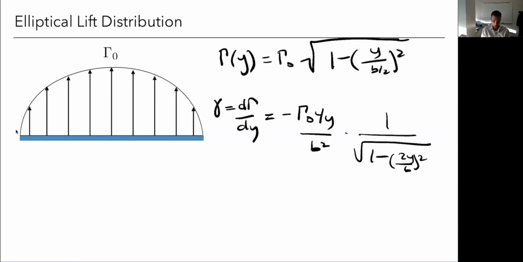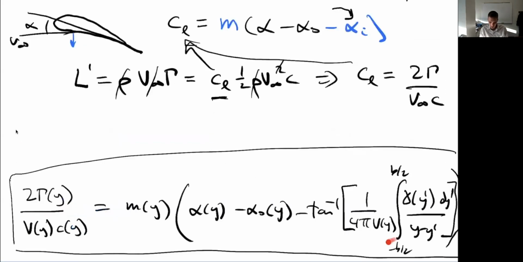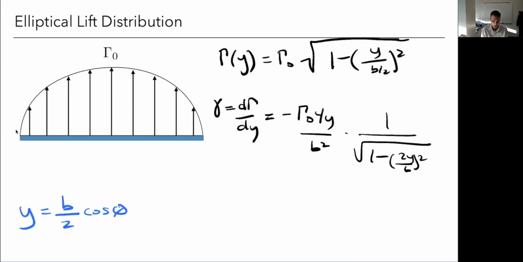We're going to do the exact same trick that we did in thin airfoil theory, and we're going to do a coordinate transformation, basically the same one. We're going to do y equals b over 2 times cosine theta. And remember that my integral goes from minus b over 2 to b over 2. So with this transformation, I want cosine of theta to go from -1 to 1, which means that theta must go from pi to 0.